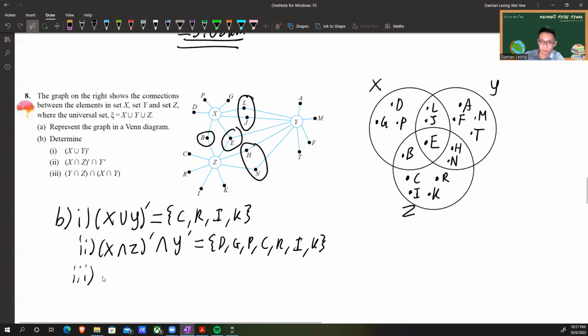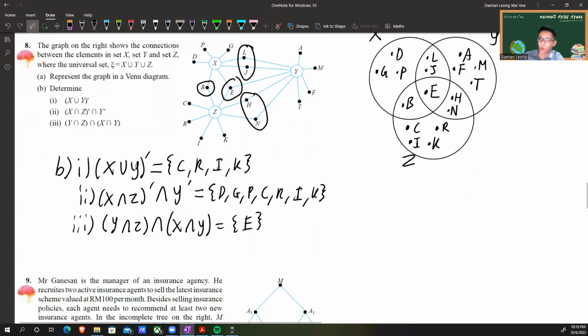Third one, B3. B3 is Y intersect Z, intersect bracket X intersect Y. Y intersect Z is here, and X intersect Y is here. So the intersection of both means inside both areas, which will be just this E. So the answer is E, just like that. All right, that is question 8.